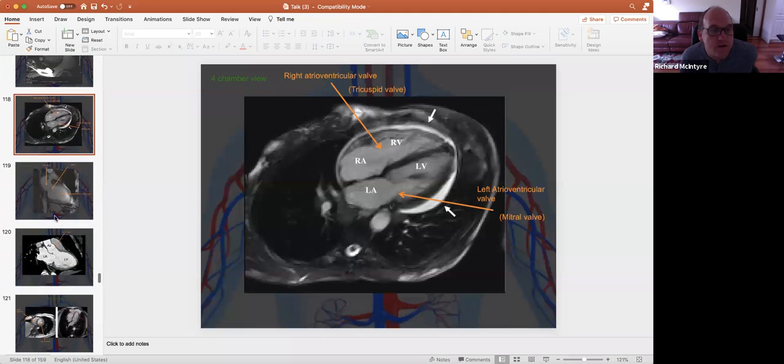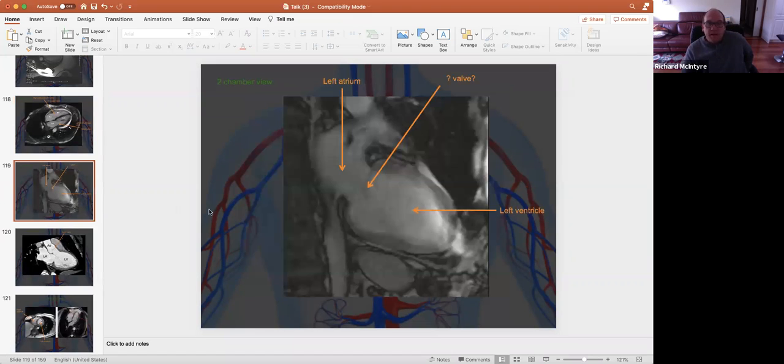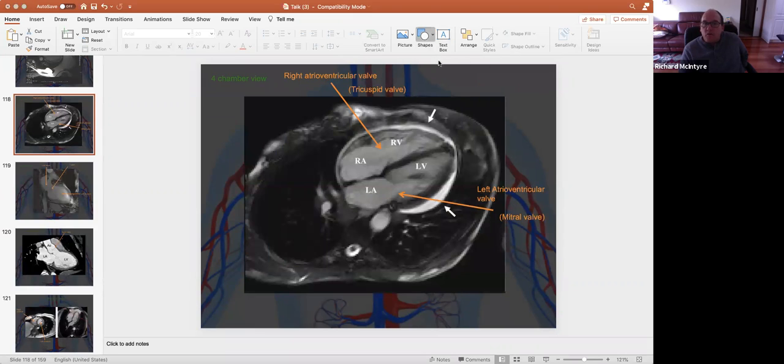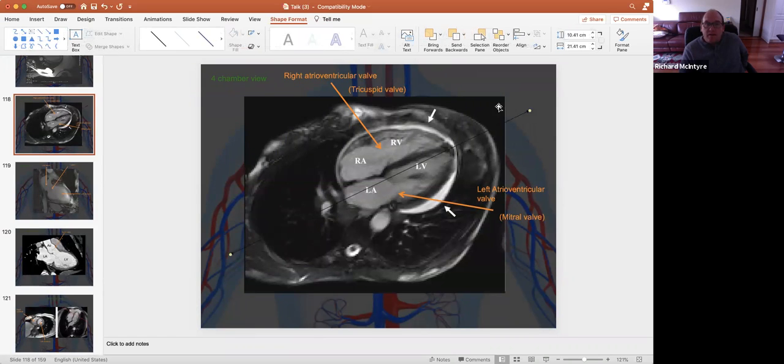Okay, so there's the structures. Now that's a four-chamber view of the heart. This is a two-chamber view of the heart, okay? So it's a left two-chamber view, and it's as if we took a slice straight through there. I think you can see that sufficiently, but we'll take a slice straight through that left ventricle and left atrium.